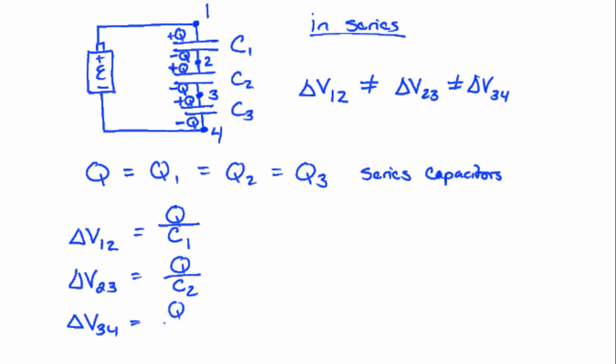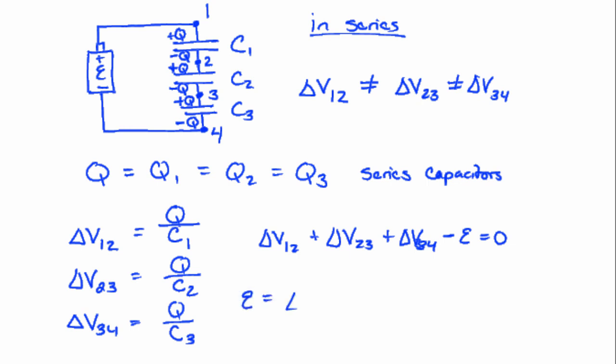Now, because we have a closed circuit, the potential difference between points 1 and 2 plus the potential difference between points 2 and 3 plus the potential difference between points 3 and 4 minus the EMF of the battery have to equal 0. So we can rewrite this as the EMF of the battery has to equal the sum of the potential difference at each one of these points. So we're going to call this delta V sub C.